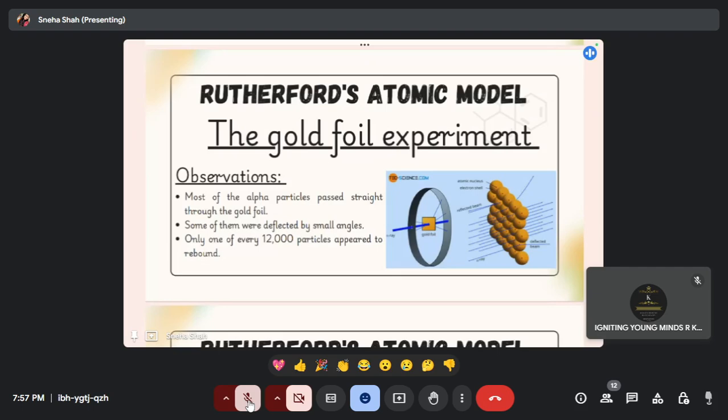One is that most alpha particles passed straight through the foil. Some of them were deflected by small angles, and only one of every 12,000 particles appeared to rebound.